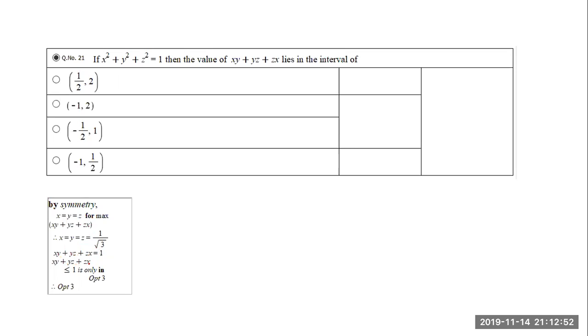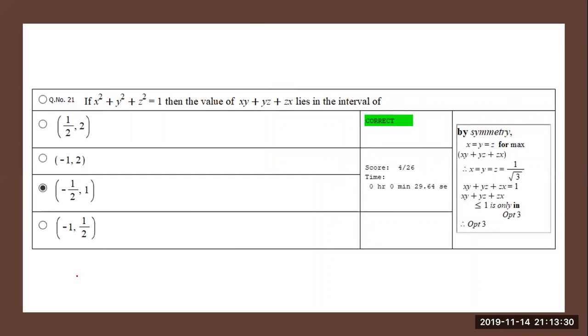So xy plus yz plus zx will be less than or equal to 1, which is the only option in option 3. Nowhere else. Because the others go greater than 1 here, this is not correct. This is not correct. Only this is the correct answer. Here we finished. It's going up to 2. It's going up to 2. Therefore, this is the only thing which is going up to 1, which is the answer. So what is the answer? Minus half, comma 1. You got it?